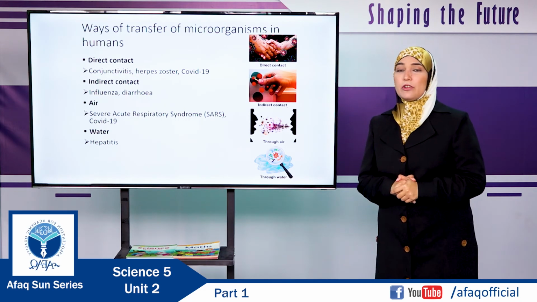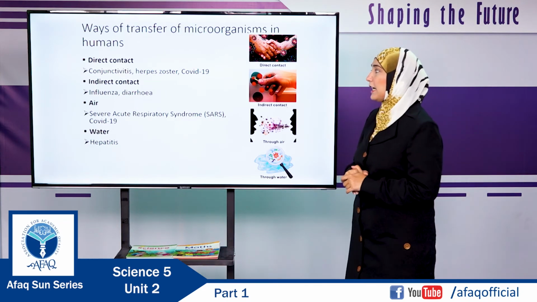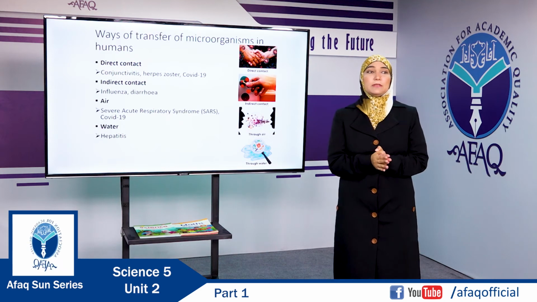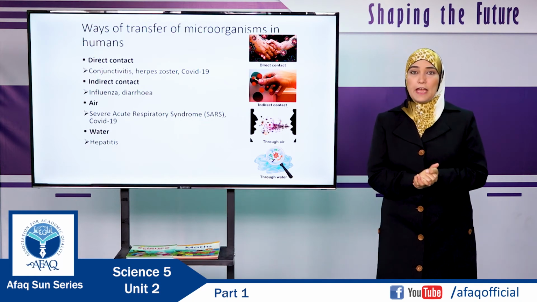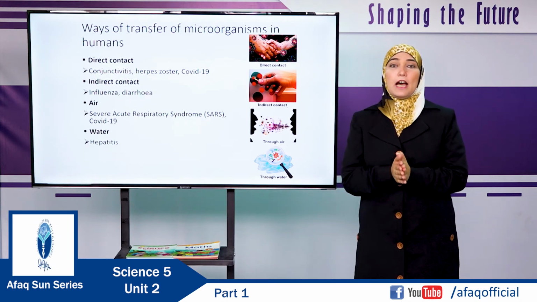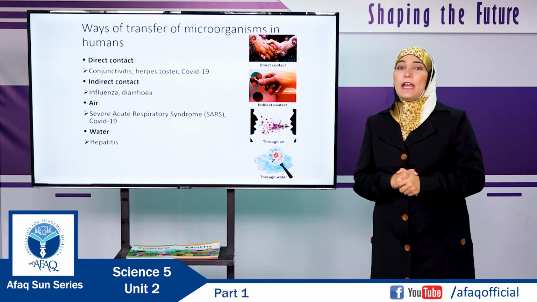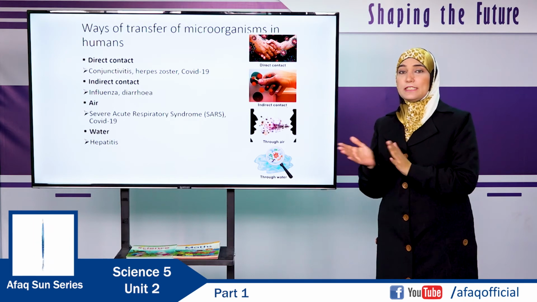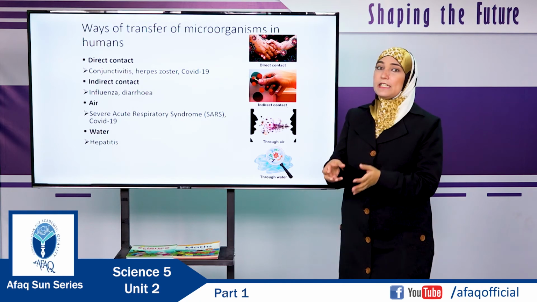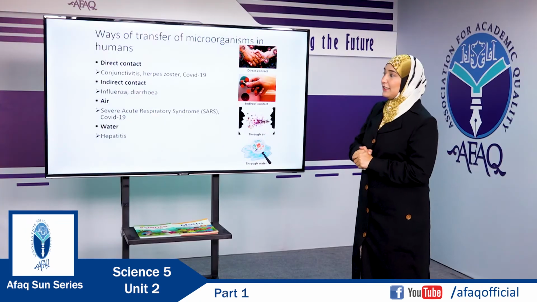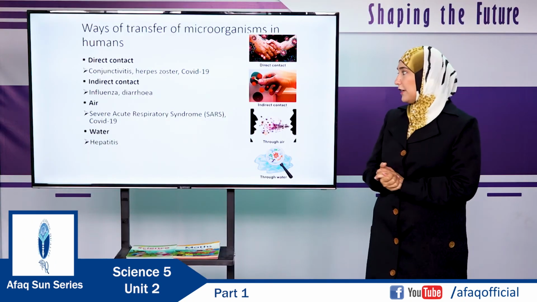Another way of transfer of microorganisms into the body of a healthy person is indirect contact. How do microorganisms enter the human body through indirect contact? When a person having a disease touches an object like a towel or something else, and a healthy person touches the same object, the microorganisms from that object enter the body of the healthy person. The diseases that transfer through indirect contact are influenza and diarrhea.